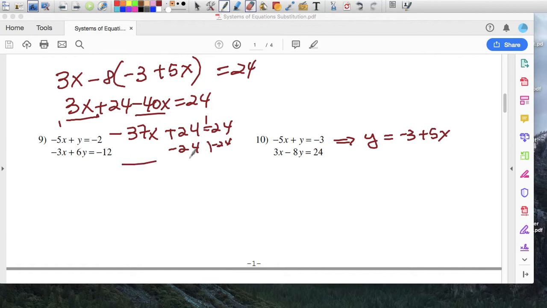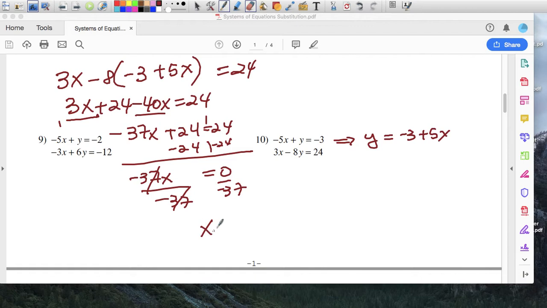Now I need to find my y value, so I'm going to go to this equation. Y equals negative 3 plus 5 times 0. Y equals simply negative 3, because 5 times 0 is just 0. So my x value is 0, and my y value is negative 3. Now I'm going to check.